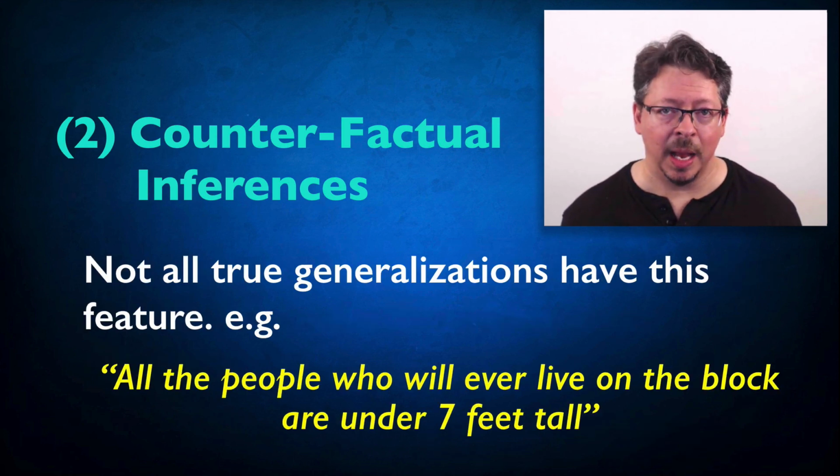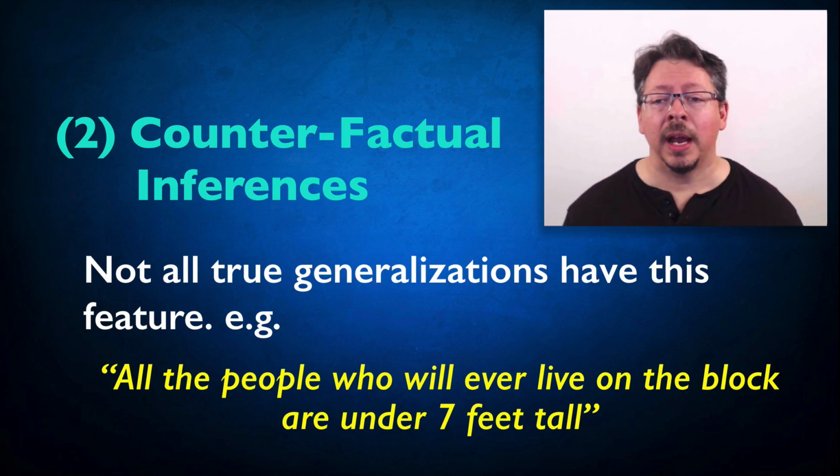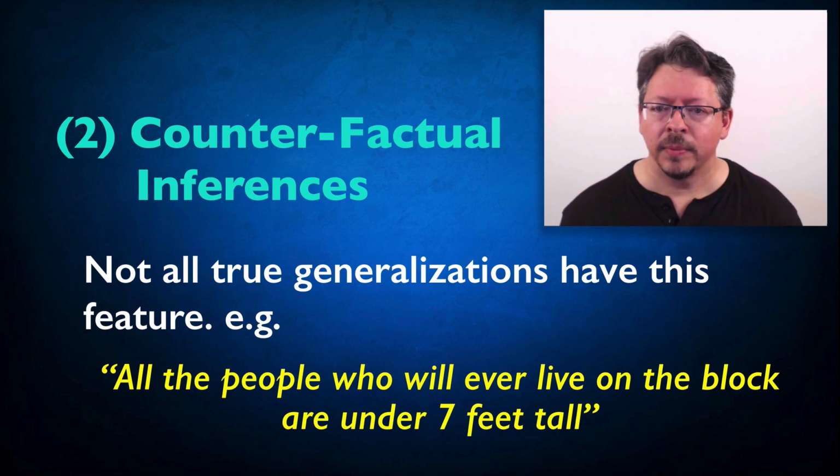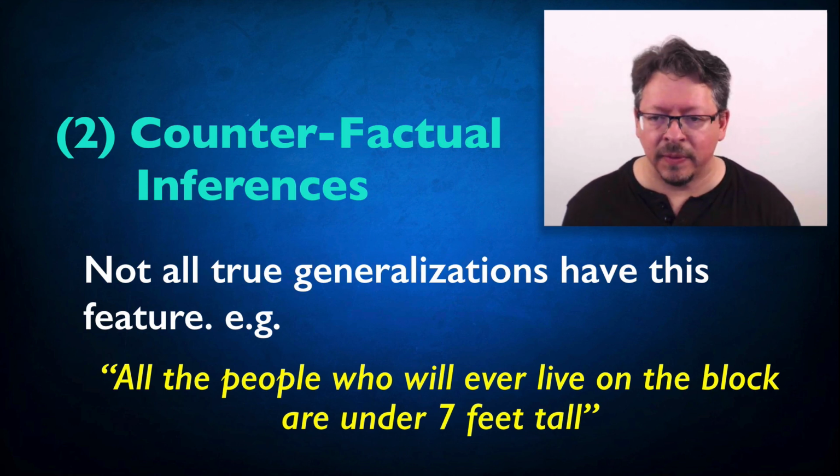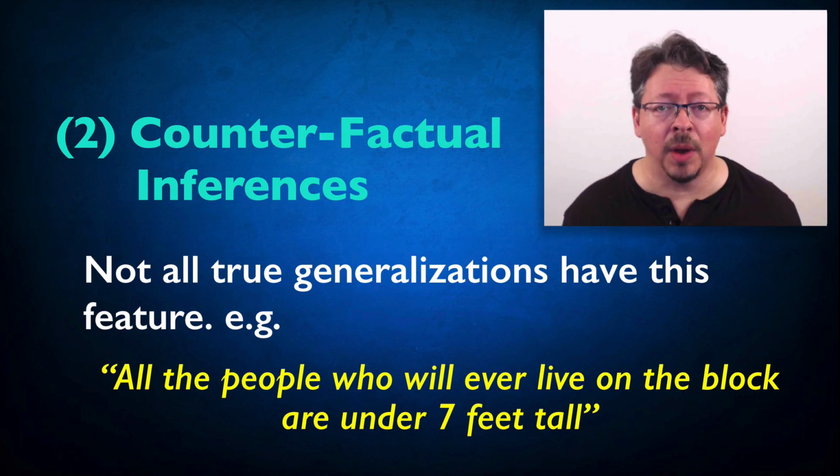Just to give a simple example, here's a generalization. All the people who will ever live on this block are under 7 feet tall. It's a universal generalization, it has the right form, and it's very likely true. Let's assume it is true. So it's a true universal generalization. But it would be very odd to say that this expresses a law of nature. If it's true, it's only accidentally true. There's nothing preventing a 7-foot tall person from moving to this block.